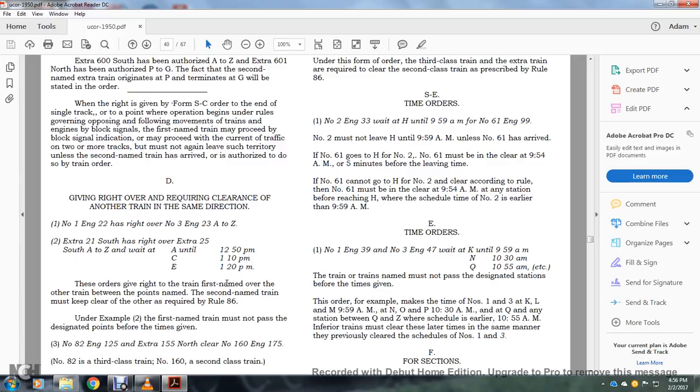These orders give the right of the first named train over the train between the points named. The second named train must keep clear of the other as required in Rule 86. Under the example, the first named train must not pass the designated points before the times given.